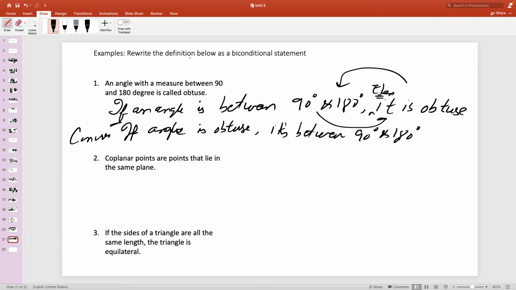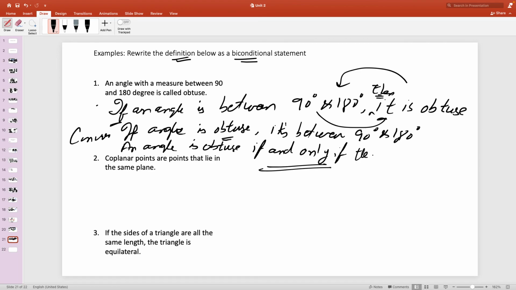So now since this and this both are true, let's write the definition as a biconditional statement. A biconditional statement, the way you would write this is, an angle is obtuse if, this is the key, if and only if the angle is between, the rest of the phrase here, 90 degrees and 180 degrees. I hope you got the idea of this.